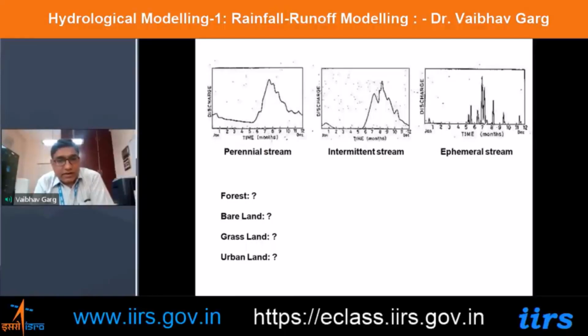Then land use also plays a critical role in the generation of runoff. So if it is a forest land, the runoff will be less as compared to the bare land or the grassland, where the runoff will be more in the bare land as compared to the grassland, and it will be highest in the urban land because the impervious surface in the urban land is more. So there will be less infiltration and more runoff.